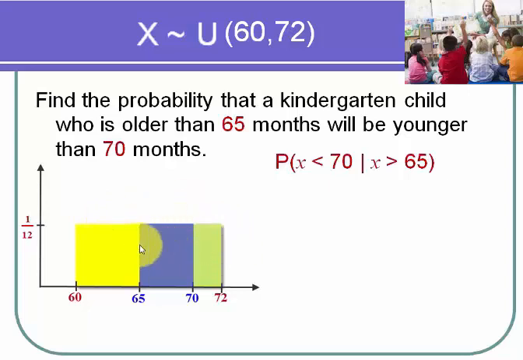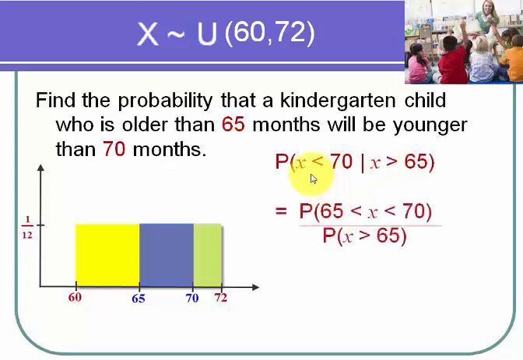So we're given that this child is over 65 months. We want to find out what is the probability that they're younger than 70 months. There's a few ways of doing this problem. The way I want to show you is by looking at the definition of conditional probability. That said that if you know the probability of A given B, you take the probability of A and B and divide by the probability of B.